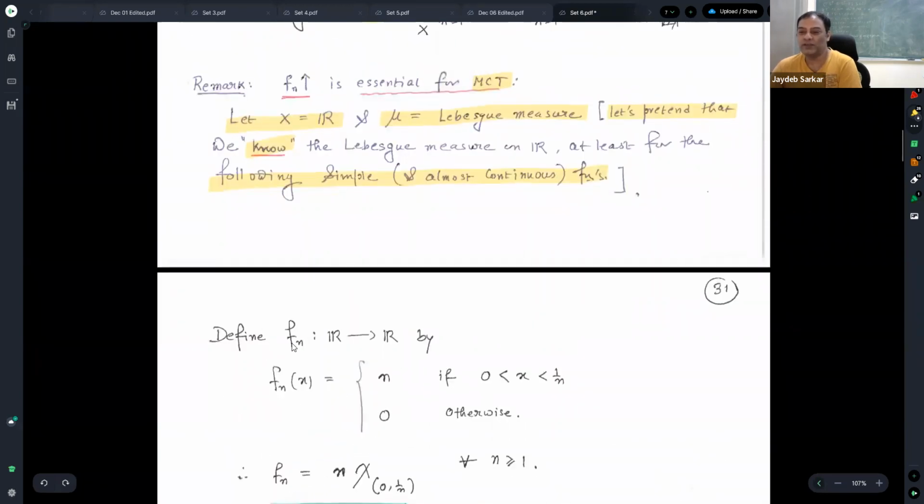Define your Fn from R to R, where infinity is not included. So you define Fn(x) for each n. Let's say that for each n.